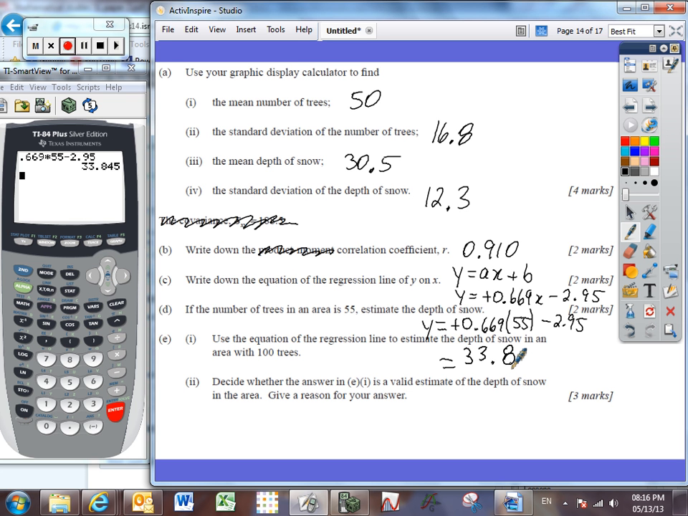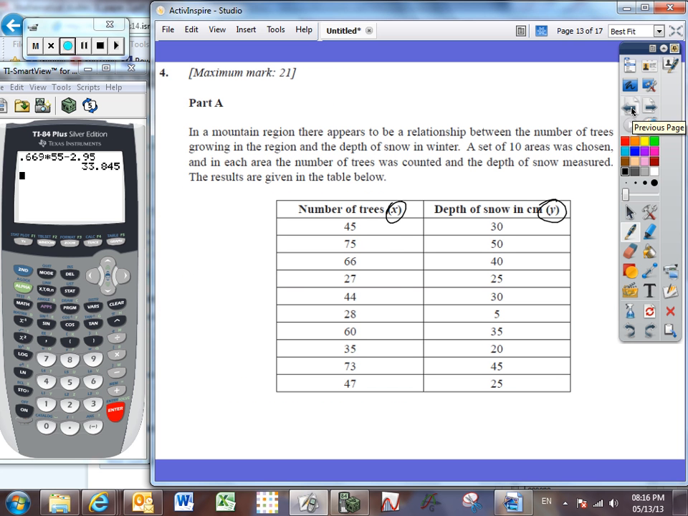Decide whether the answer is a valid estimate. Well, the number of trees is 55. Does that fit inside our data? An x value of 55? Sure, our maximum value is 75 and our minimum value is 27, so 55 is safely within.